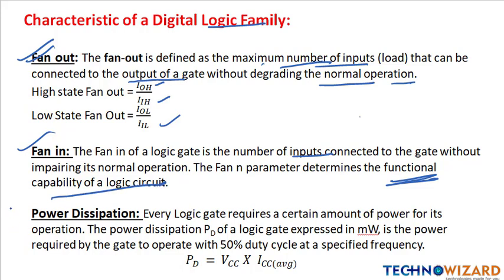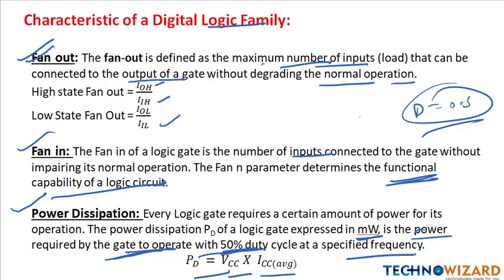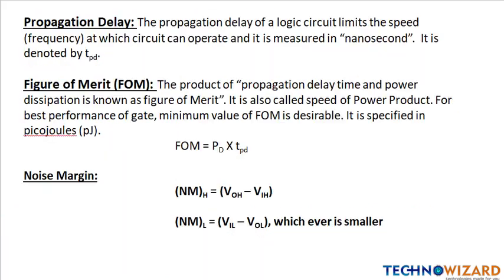Second is how we can calculate power dissipation in a digital logic family. Power dissipation is given as VCC into ICC, average current. This is always expressed in milliwatt. It is the power required by the gate to operate with 50% duty cycle, that is D equal to 0.5 at a specified frequency. Each and every logic gate requires a certain amount of power for its operation. This is known as power dissipation, and its formula is power dissipation equals VCC into ICC average.